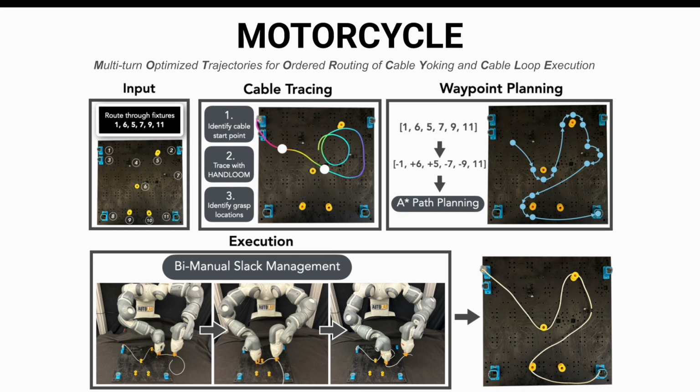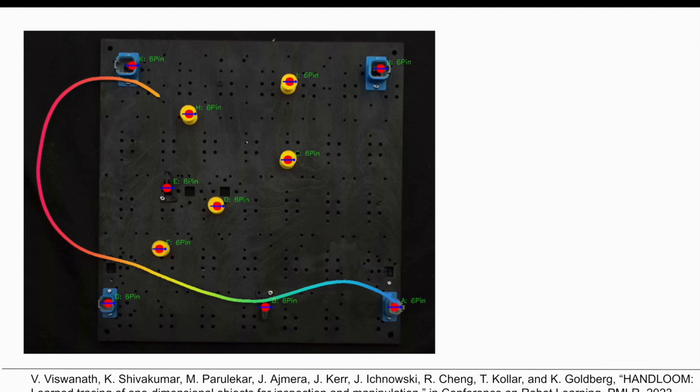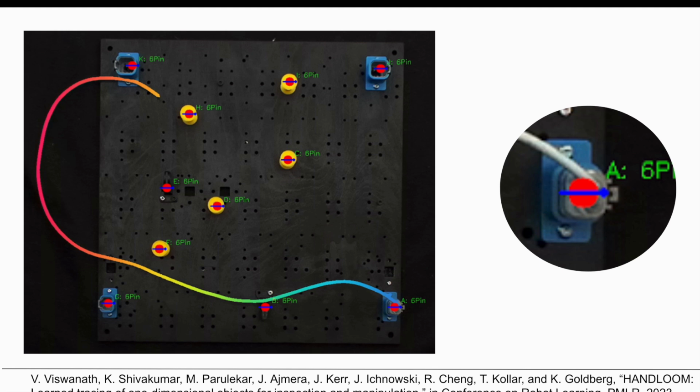At a high level, MOTIF consists of 3 stages: cable tracing, waypoint planning, and execution with a bimanual YuMi robot. As input, we provide a top-down RGB image of the board with a cable fixed at one end, the positions of each clip on the board, and a user-specified desired routing. We use HANDLOOM, an autoregressive cable tracing model, to determine the path of the cable. Since HANDLOOM requires a starting pixel to begin its tracing, we first conduct a pixel search around the starting clip.